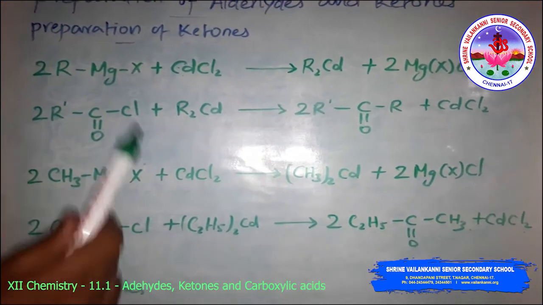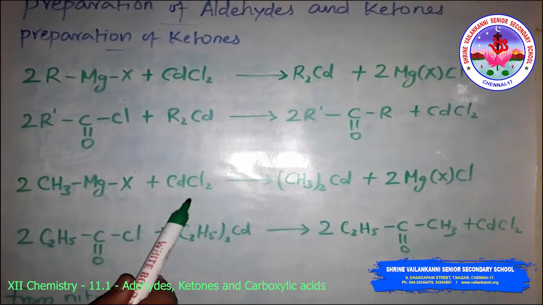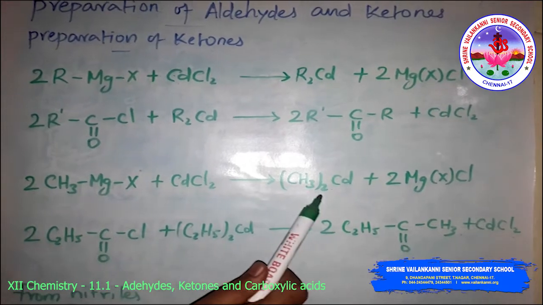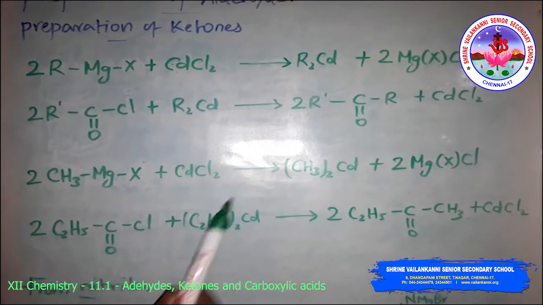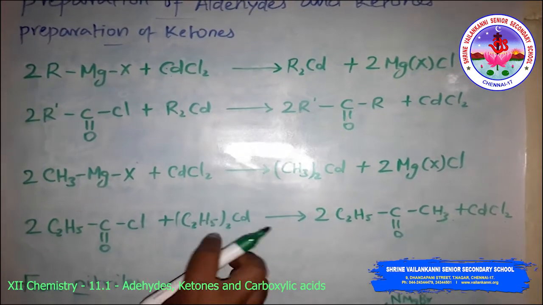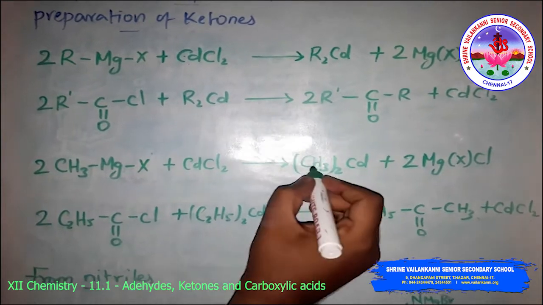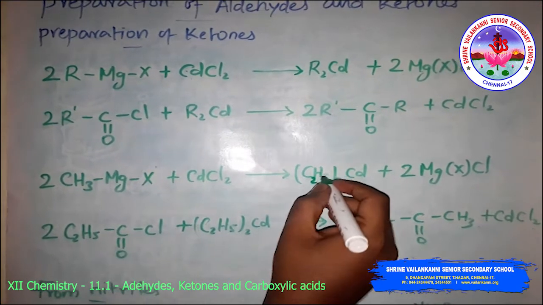So this is an example reaction. Magnesium halide reacts with cadmium chloride to form dimethyl cadmium, and this dimethyl cadmium, here using C2H5.